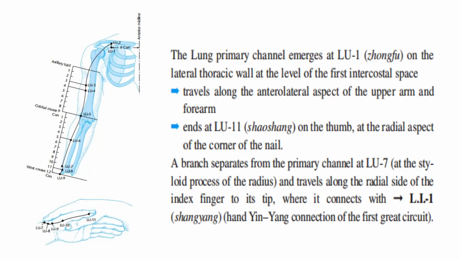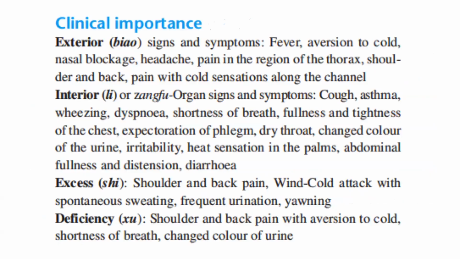A branch separates from the primary channel at lung 7 at the styloid process of the radius and travels along the radial side of the index finger to its tip, where it connects with LI1, the hand yin-yang connection of the first great circuit. Clinical importance of studying the lung primary channel.